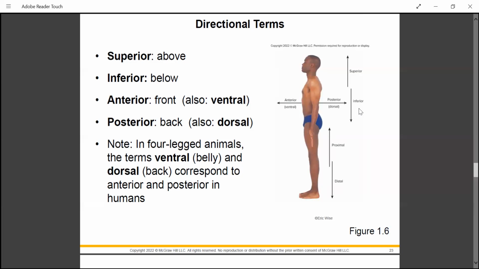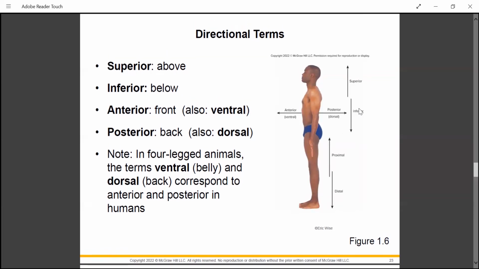Two words that you do not see on here, but you may see at times: cephalic is the same as superior, meaning towards the head, and caudal, C-A-U-D-A-L, is the same as inferior, meaning towards the tail.